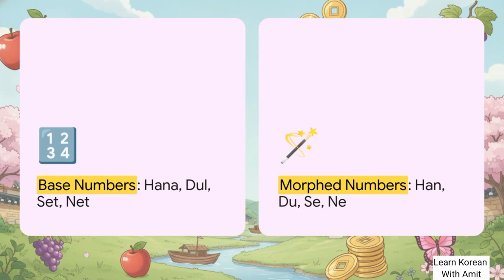Now to actually use our gae cheat code, there's just one tiny rule change you have to memorize. When you put a counter word right after the numbers 1, 2, 3, or 4, the numbers slightly morph. Hana drops the A and just becomes han. Dul drops the L to become du. Set becomes se, and net becomes ne. Really, it's just a slight softening of the word, just to make it flow a bit better into the counter.